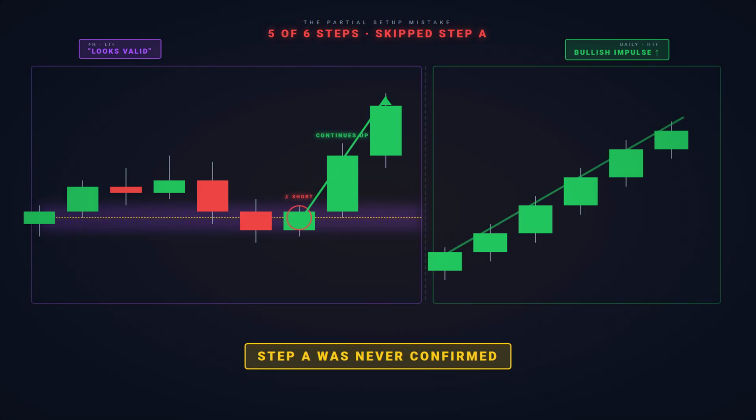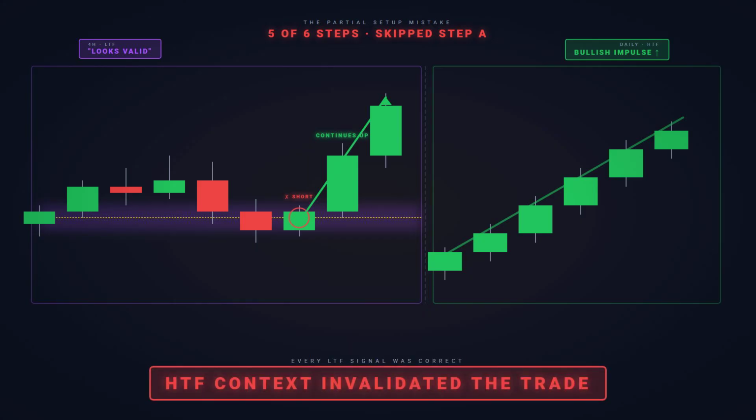Every lower time frame signal was mechanically correct. The HTF context made the entire trade invalid. Cause and effect, because step A wasn't checked, therefore steps B through F were executed inside the wrong directional context. The protocol isn't a menu where you pick the steps you like, it's a filter chain.